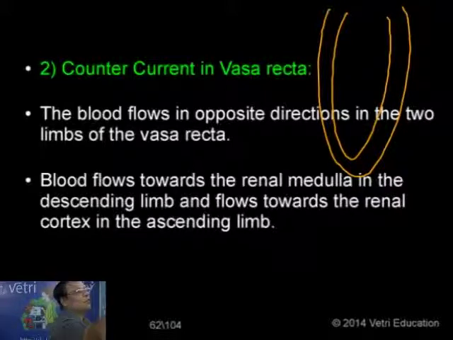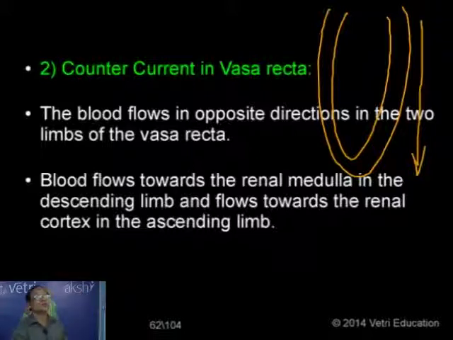Now the blood flows in this direction, the downward direction, towards the inner medulla. So in the renal medulla, this is what is called the descending limb of the vasa recta, and this is called the ascending limb of vasa recta, just opposite to that of the loop of Henle. So blood flows towards the renal medulla in the descending limb, and flows towards the renal cortex in the ascending limb.